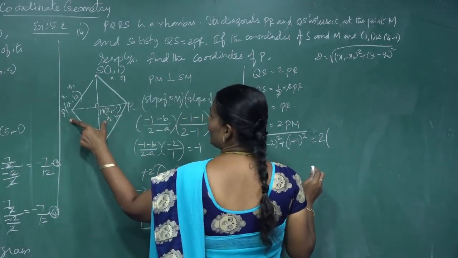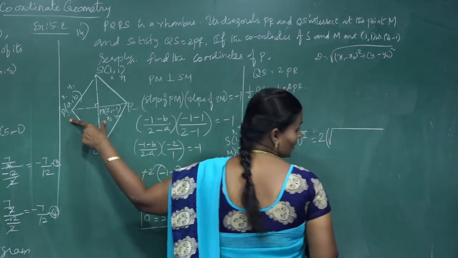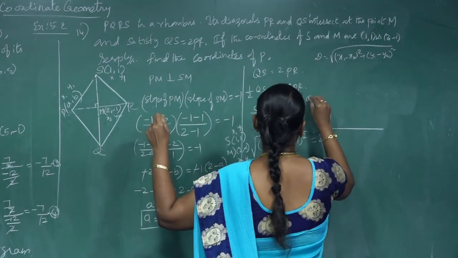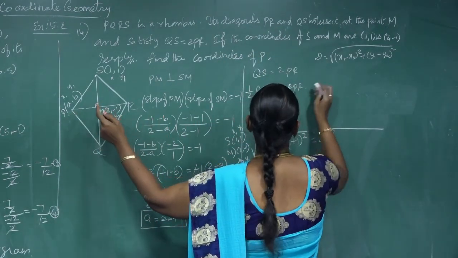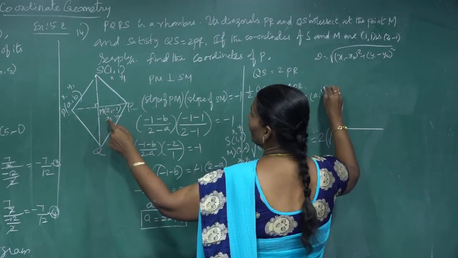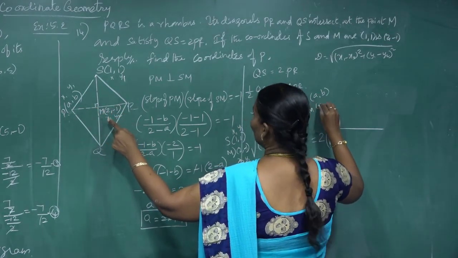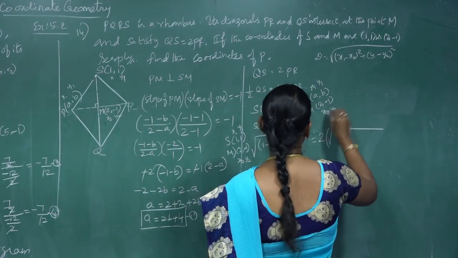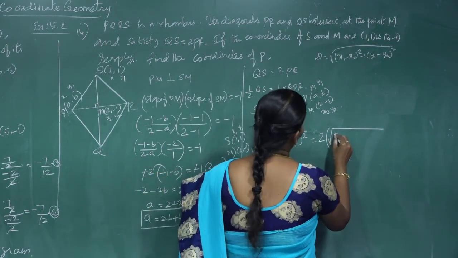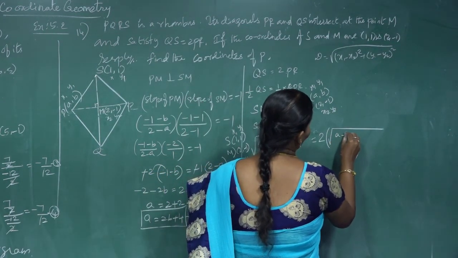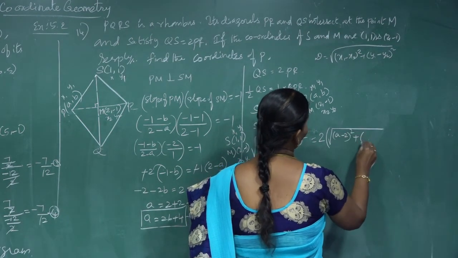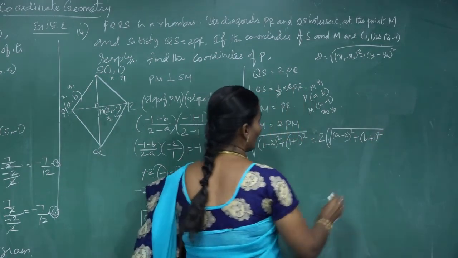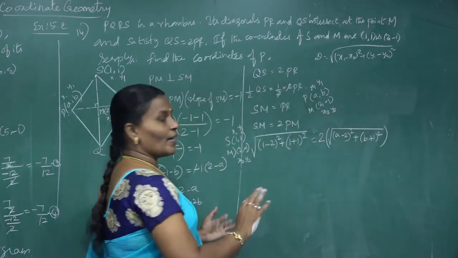Here also we apply the distance formula: the square root of (x1 minus x2) the whole square plus (y1 minus y2) the whole square. Here you consider the P point as A comma B and M is 2 comma minus 1. So you consider P as x1 y1, M as x2 y2. Now substitute: (A minus 2) the whole square plus (B minus of minus 1, that is B plus 1) the whole square. Okay, now square on both sides.